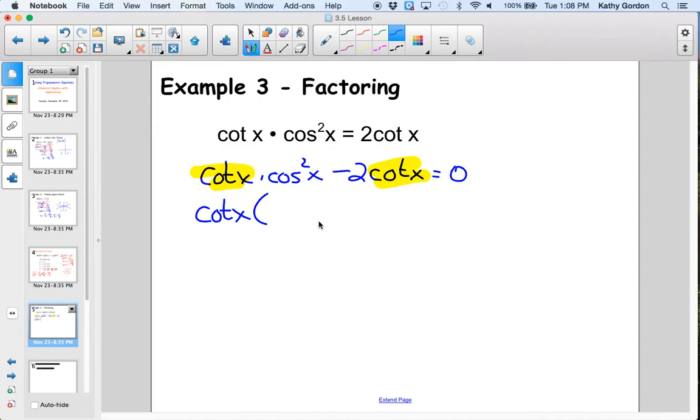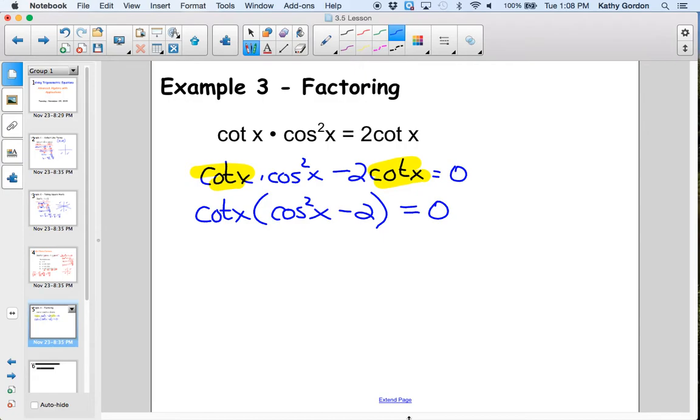Cosine x minus 2. Yeah, so we've got the cosine squared x from this first term, and then the minus 2 from the second term. Okay? Now, that helps us because now we are looking at a zero product property situation.